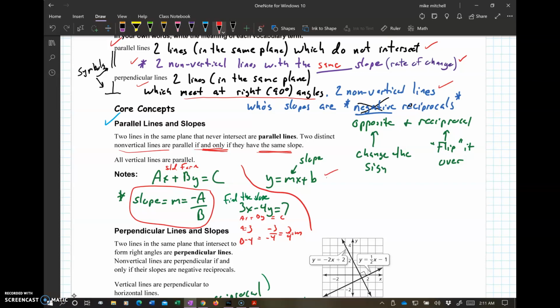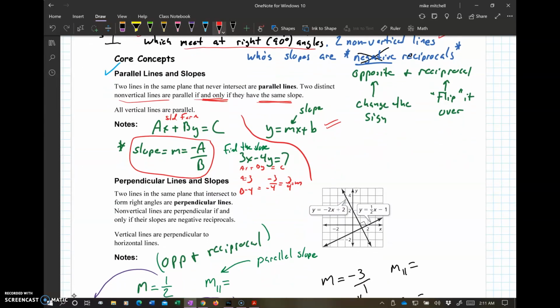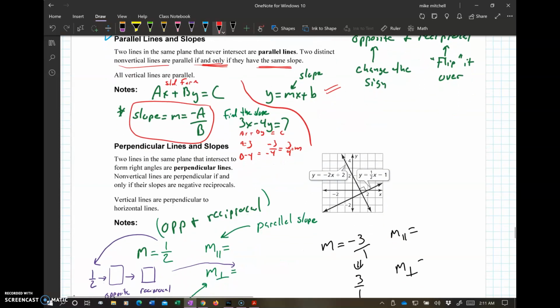y = mx + b, our slope-intercept form. You should be able to find the slope there too. The slope is not the x, it's the number in front of the x. Just remember that.